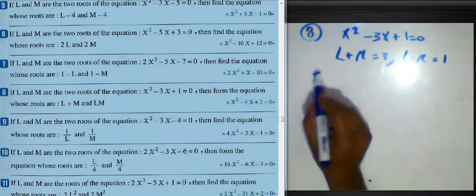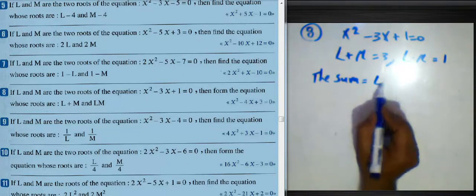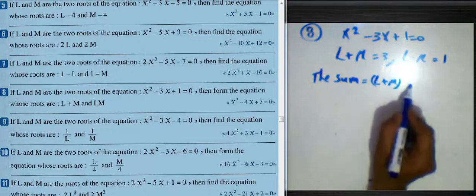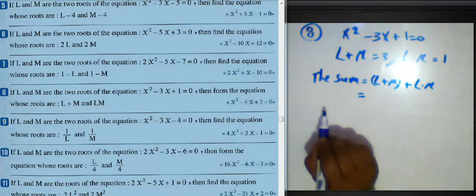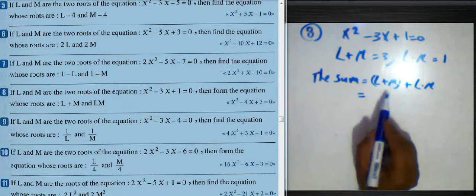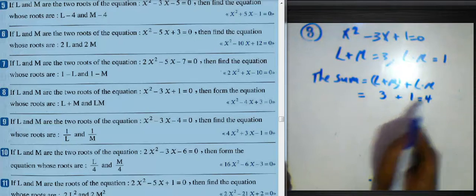The sum equal L plus m and L product m. Okay, we know L plus m equals 3, L multiply m equal 1, the result will be 4.